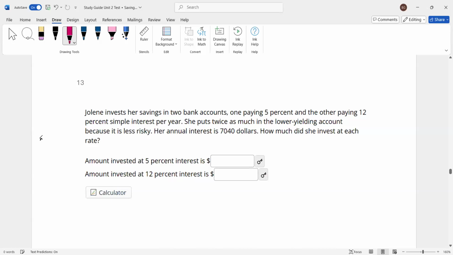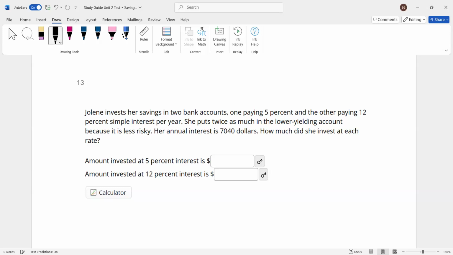Okay, number 13. She invests her savings in 2 bank accounts, one paying 5%, the other paying 12% simple interest per year. She puts twice as much in the lower yielding account because it is less risky. Her annual interest is $7,040. How much did she invest at each?